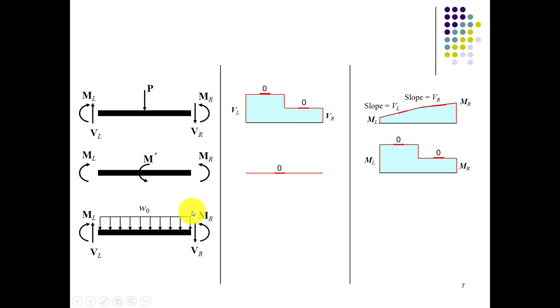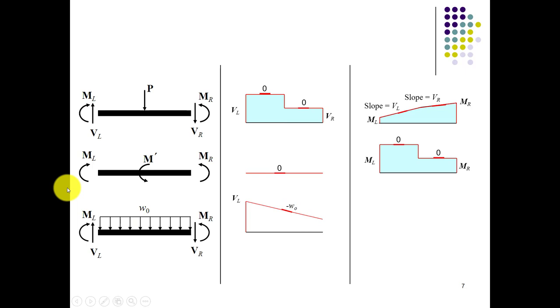In case of a UDL, you have a totally different scenario. You have a VL, which is taken as upward, and you have a one degree curve, because a UDL is all upon the span of a beam, so it acts downward. So V goes downward with a one degree, linear curve. It comes with the slope of the intensity. If you take the slope of this value, you will come up with the intensity of loading. This is what we have discussed earlier.